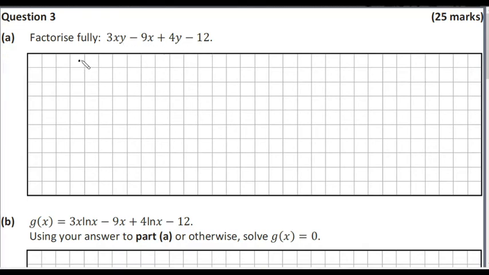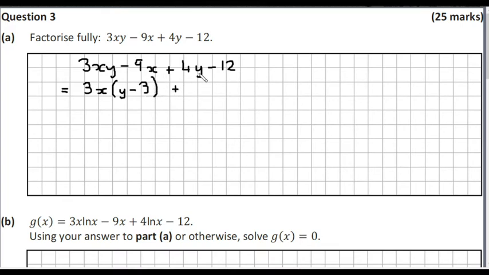So when you're trying to factorize something, the first thing you should ask yourself is, is there anything I can take out of each term? If we look at the first two terms here, we can take 3x. Both those terms are divisible by 3x. If I divide 3x into the first term, I'm left with y. Dividing it into the second term, I'm left with 3.